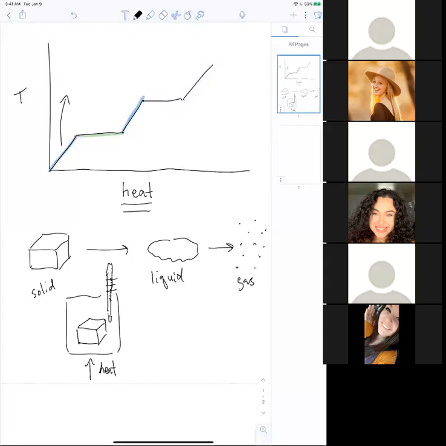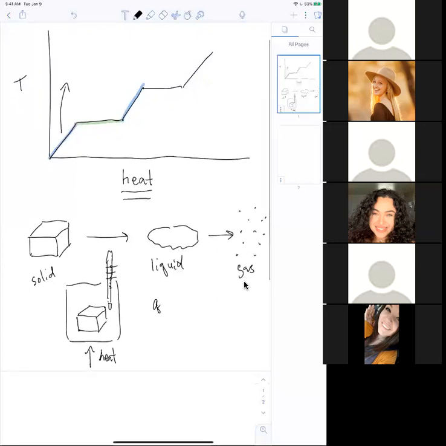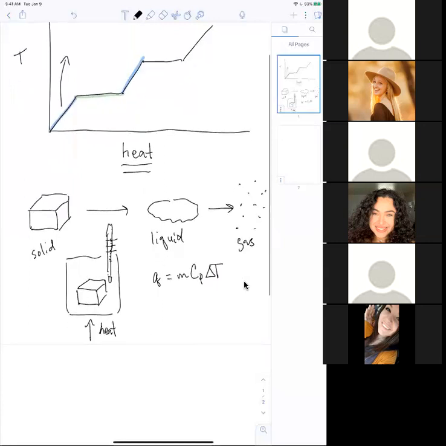From a quantitative perspective of just trying to solve these problems, the two equations that we end up working with are Q = m C_p ΔT. That's the first equation. And the other equation relates to the enthalpy of the actual phase transition. We'll do that one in a second. But let's take a look at this equation really quick.